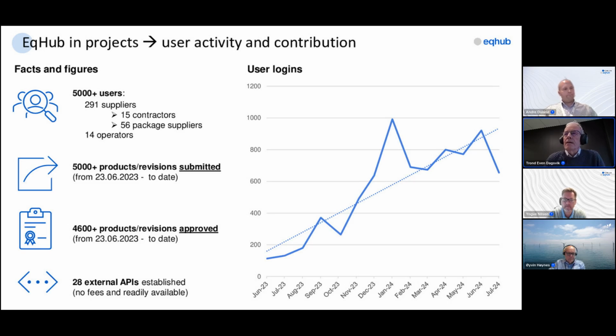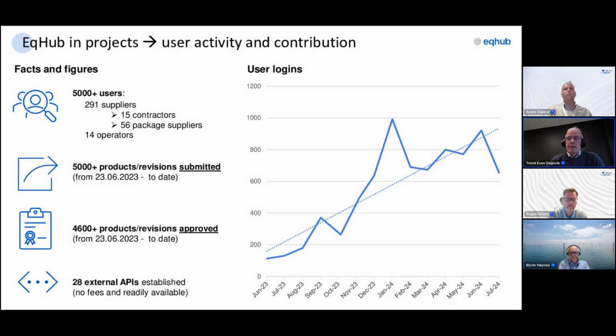Yeah, thank you, Andrea. I will start with some facts in relation to the use of EqHub, the new generation that came last year. There are more than 5,000 users from 291 vendors, 15 contractors, 56 package providers, and 14 operators. It submitted over 5,000 products and new revisions from June 2023 to mid-August 2024. And about 4,600 products and new revisions have been approved in the system.